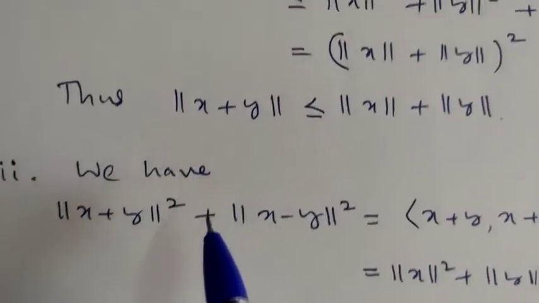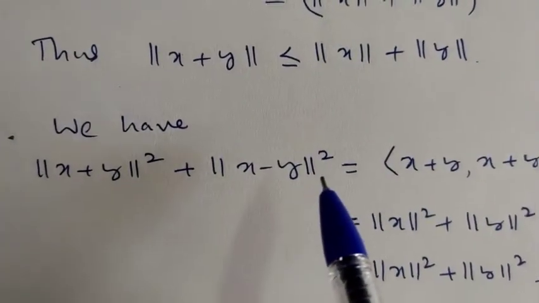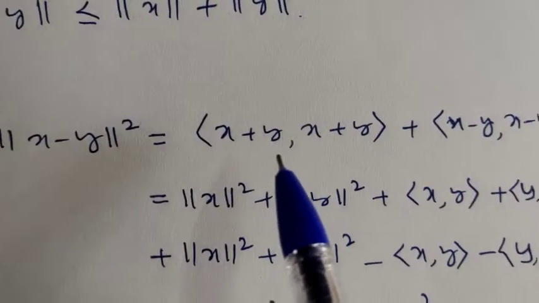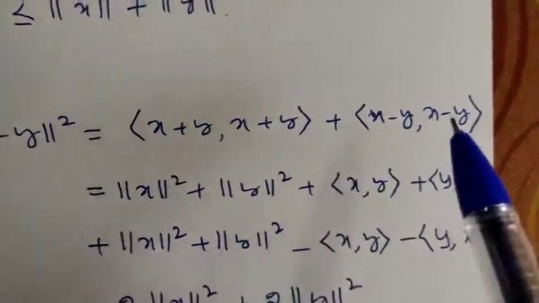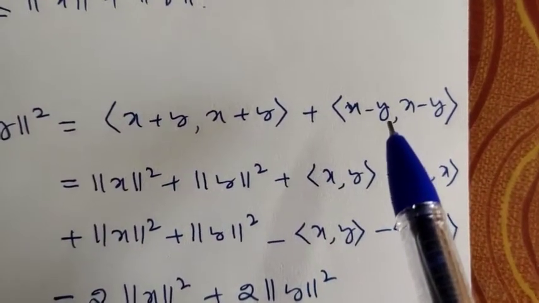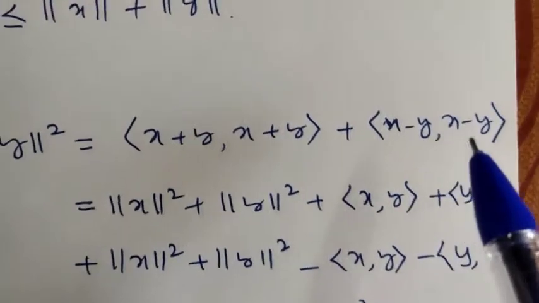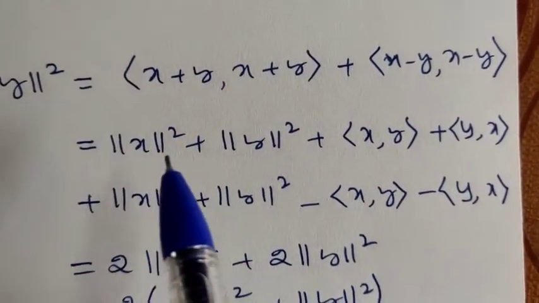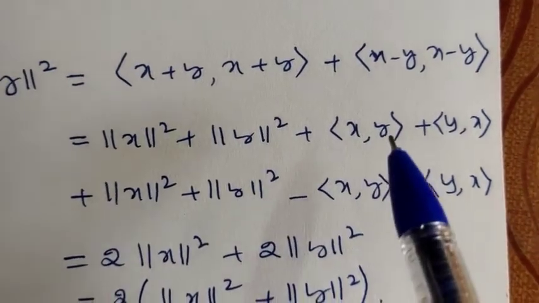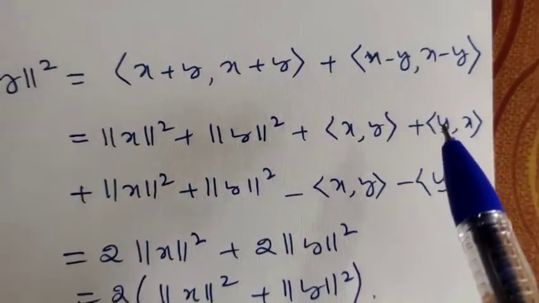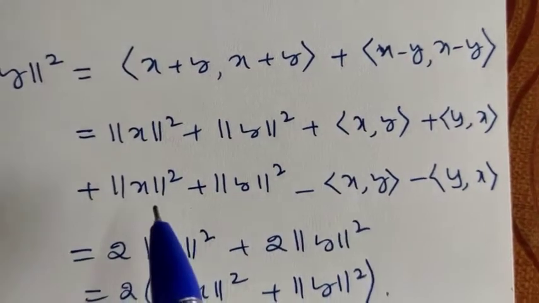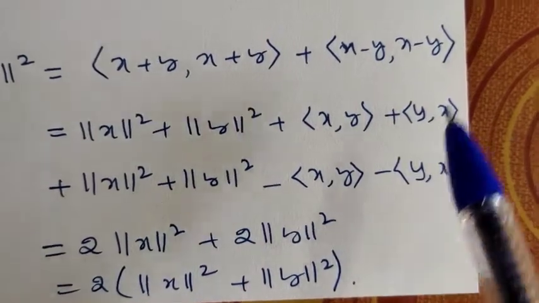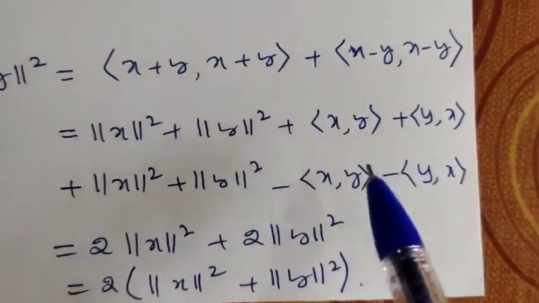Norm of x plus y whole square plus norm of x minus y whole square is what? Norm of x plus y whole square is inner product of x plus y comma x plus y. The next, norm of x minus y whole square is inner product of x minus y comma x minus y. So by computation we can see that this is norm of x square plus norm of y square plus inner product of x comma y plus inner product of y comma x. The second is norm of x square plus norm of y square minus inner product of xy minus inner product of yx. So these two get cancelled.